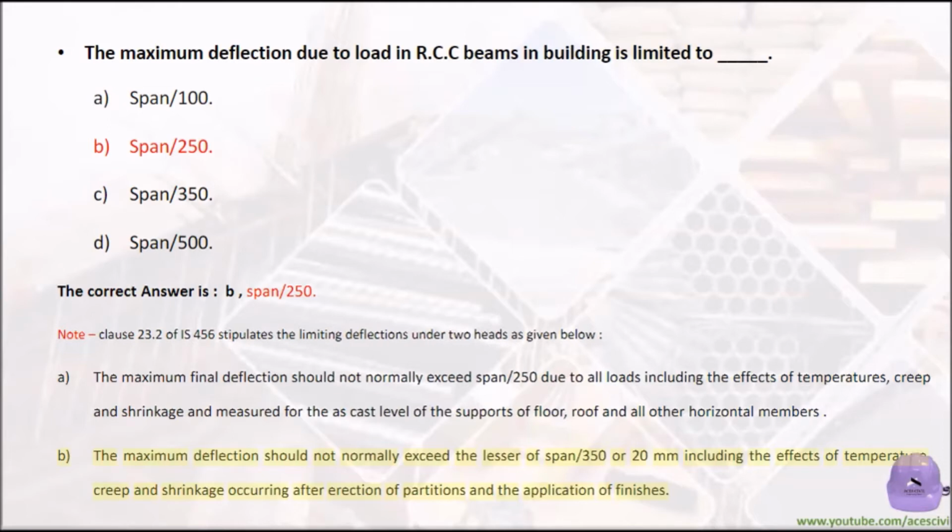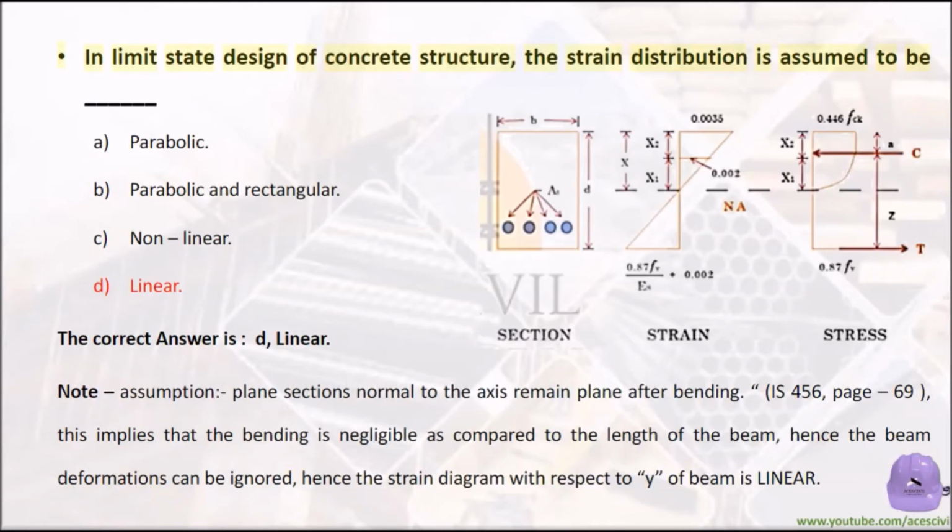In limit state design of concrete structure, the strain distribution is assumed to be A. Parabolic. B. Parabolic and rectangular. C. Nonlinear. D. Linear. The correct answer is D. Linear.